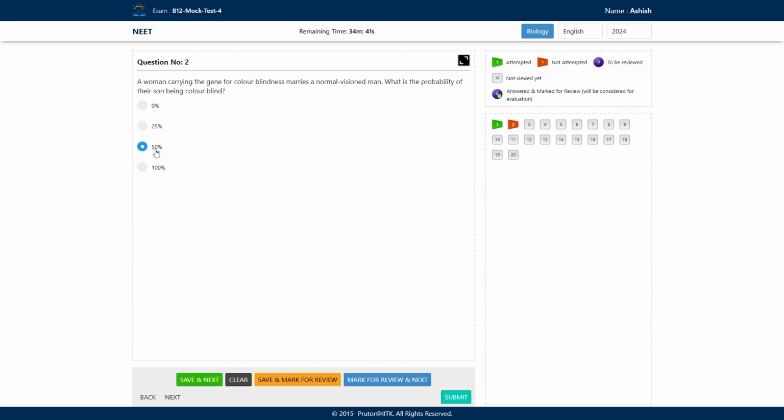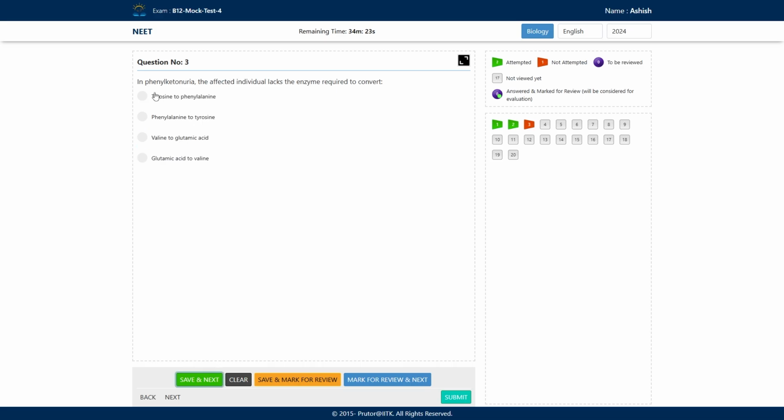Because in males, what happens? Even if one mutated gene is present on the X chromosome, the disease will be observed, because the normal gene is not present on the Y chromosome.